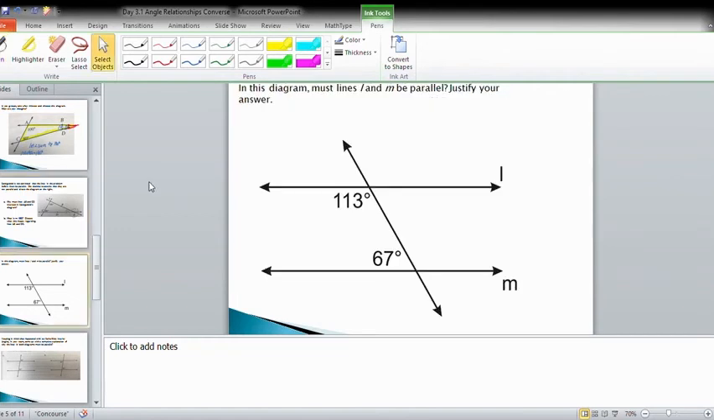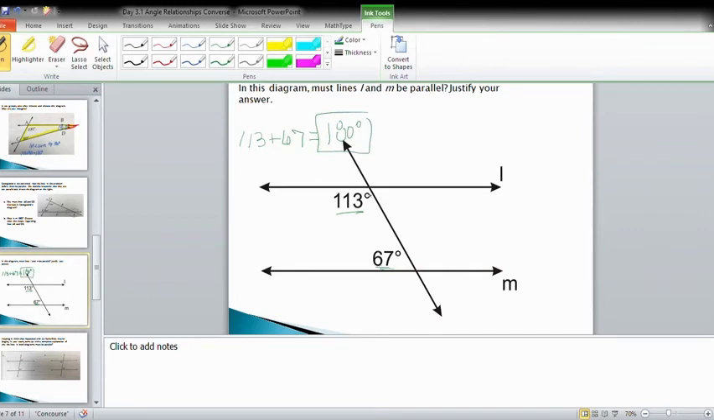Very cool, right? So again, in this diagram, do my lines have to be parallel? Well, let's check. We've got 113 degrees and 67 degrees. These two angles are on the same side of my transversal, inside my lines. 113 plus 67 degrees is 180 degrees. We have supplementary angles.